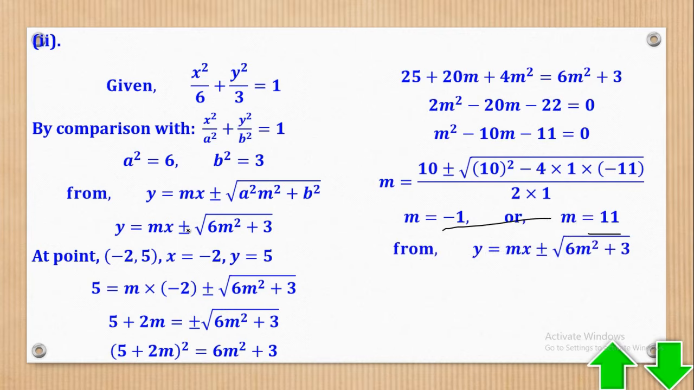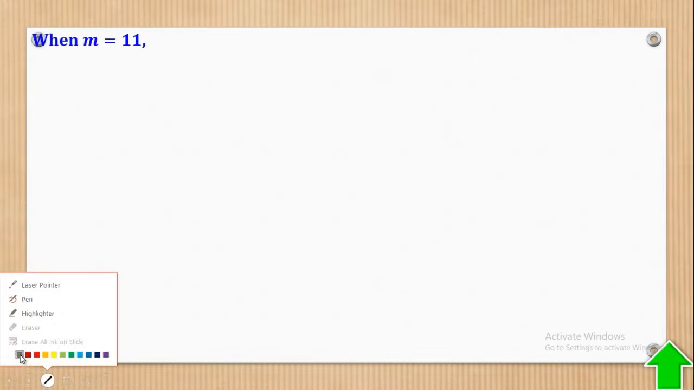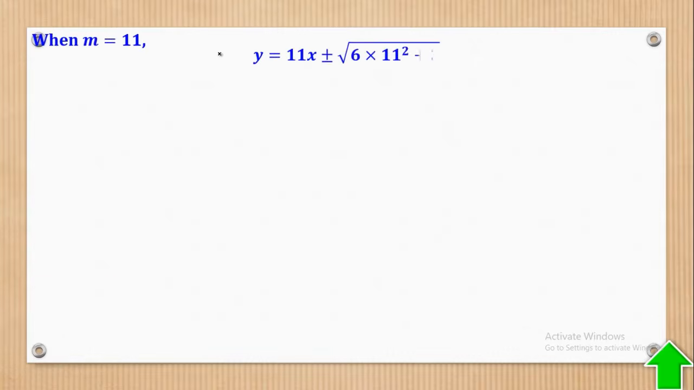Now from this equation, I'll come and substitute for each value of m. So when m is -1, come and substitute and be able to get that equation. Now there are two equations of the tangent for m equal to -1. What about for m equal to 11? So I'll come and say that for m equal to 11, I'll come and substitute for m, then be able to come up with also two equations.